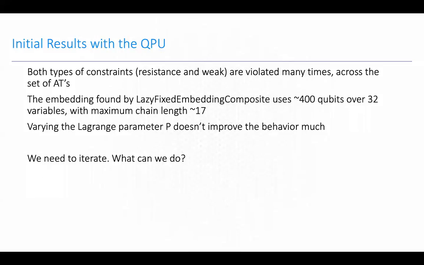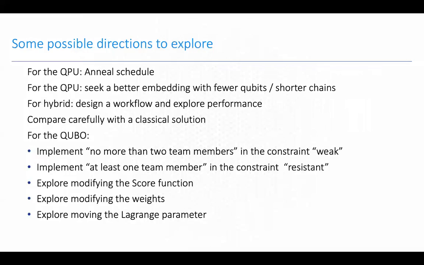So I need to iterate. And what am I going to do? I've got lots of choices here. And I want to emphasize this: when your problem runs into trouble, there's a lot of things to do to see if you can make it better. For example, anneal schedule is a new feature that we offer. We can seek a better embedding. We can design a workflow in the hybrid architecture I mentioned. We can compare to Parker-Kuklinski's classical solution.